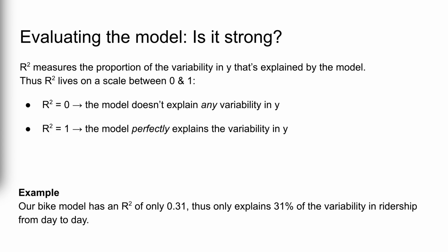The other 69% of the variability is left unexplained and might be accounted for by other factors that we didn't include in our analysis. For example, the time of day, the day of the week, events that might be happening around Washington, D.C., and so on.